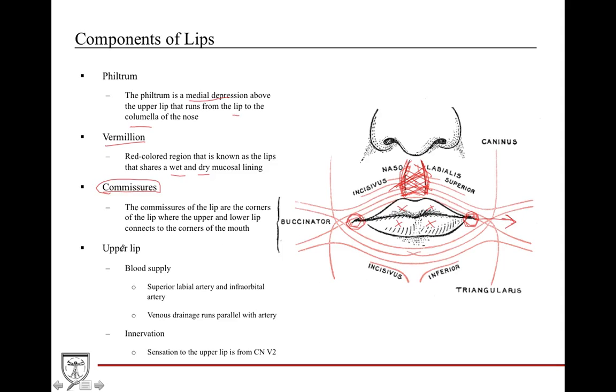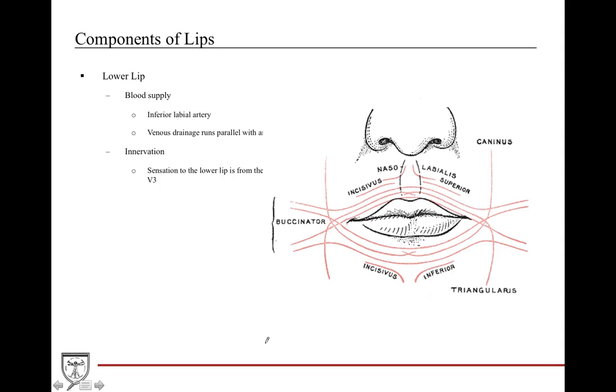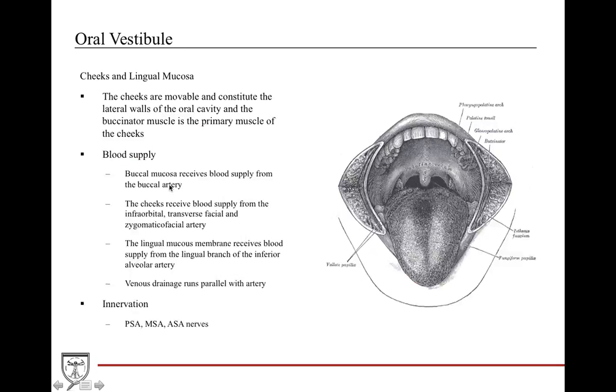When we also talk about the lips, there's a difference in the anatomy of the upper lip versus lower lip. The upper lip receives blood from the labial artery and the infraorbital artery, and the venous drainage parallels that. The innervation is provided by the maxillary nerve. The difference is that the lower lip is provided by the inferior labial, again the venous drainage parallels the arteries, and the innervation is provided by the mandibular nerve. So it just differs in terms of the arterial supply as well as the innervation supply.